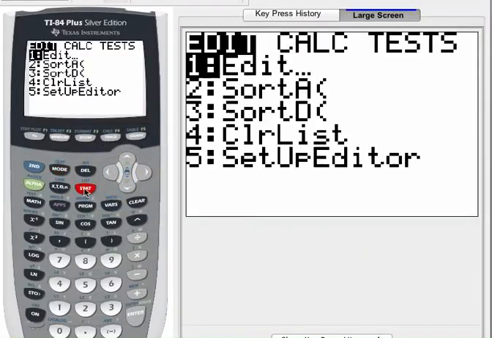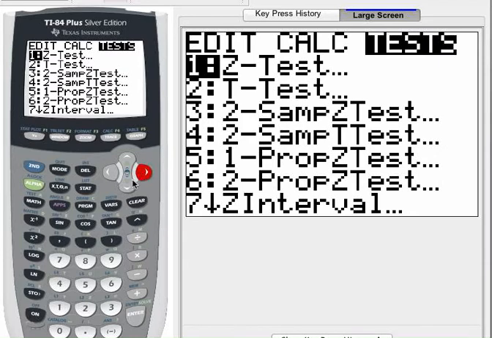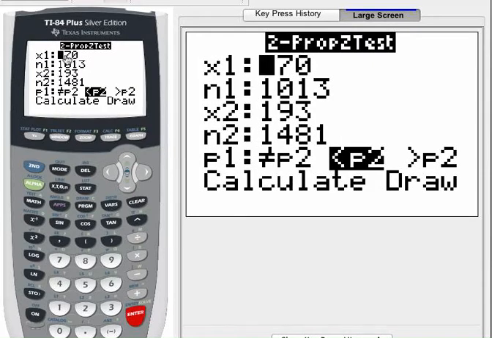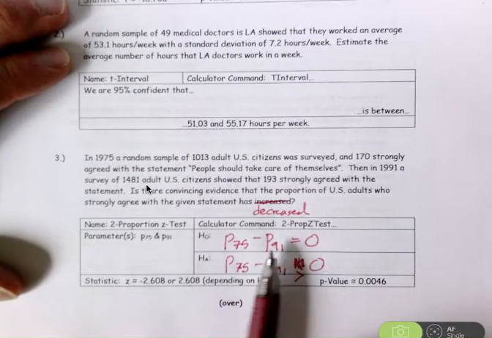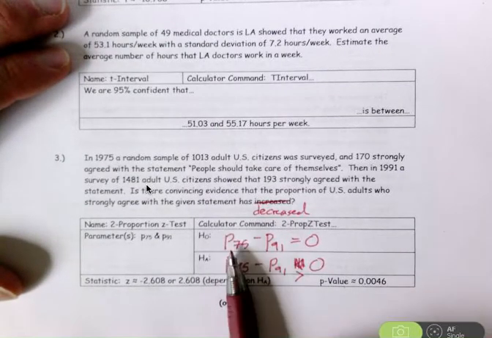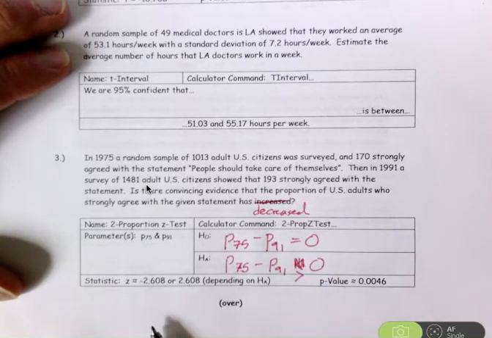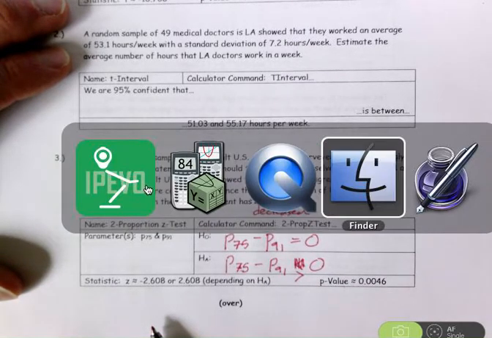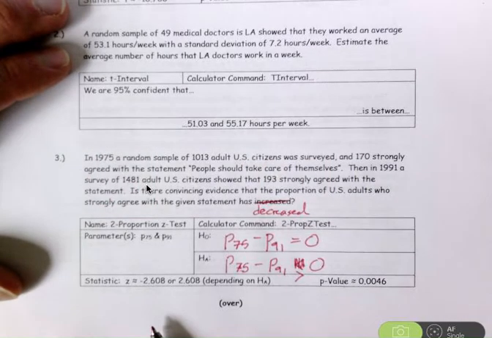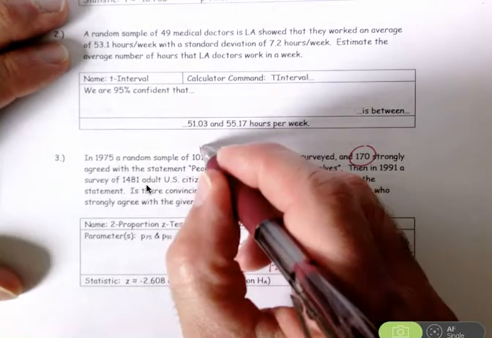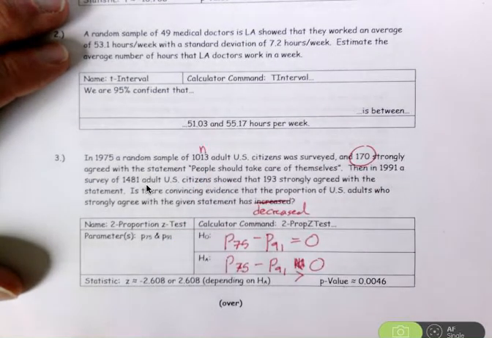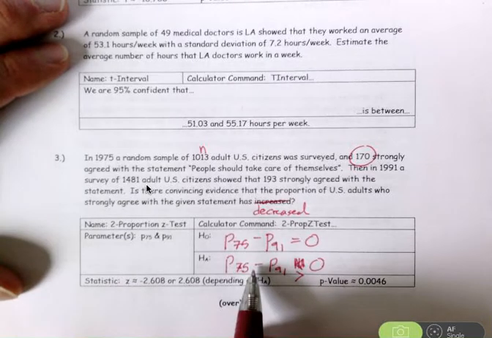So on your calculator, over to test, this is a 2 proportion z-test. So the first thing you want to enter is, if you've written your hypotheses, 1975 minus 1991, the 1975 data has to go first, the 1991 data has to go second. So when you look at the data from 1975, that's the 170 out of a sample size of 1,013. That has to go first, given the order I've written here.